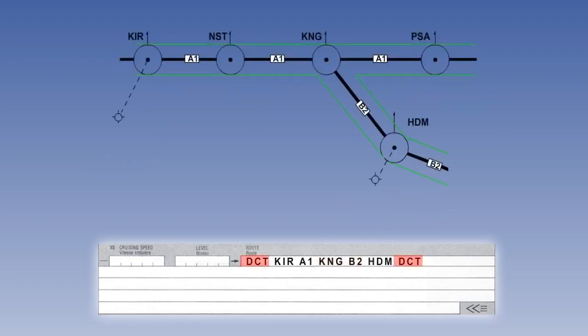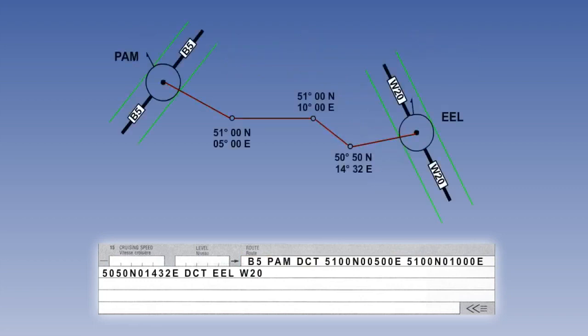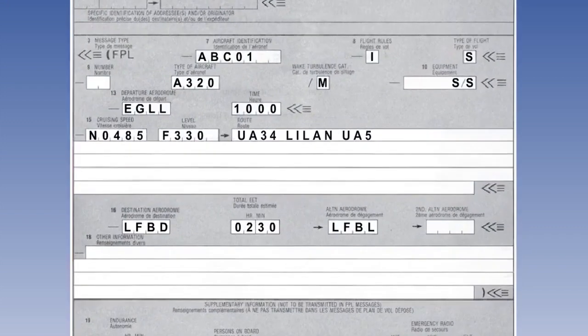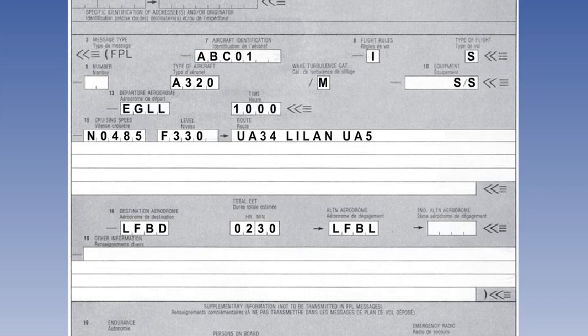If both the departure and destination airfields are not connected to an ATS route, then item 15 will have direct to airway, then direct out. It may also be necessary to leave an airway in order to join another by using a non-designated route, as shown on the screen. Before moving on, read carefully all the regulations applicable to Item 15 on pages 436 to 438.